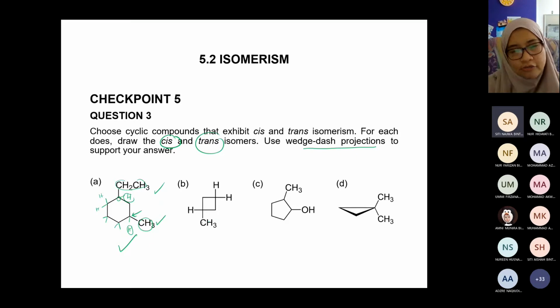Do we have cis and trans for B, guys? No. Okay, so this is quite obvious. So this C yang bawah ni pass, yang ni tak pass, because it is attached to 2 hydrogens.